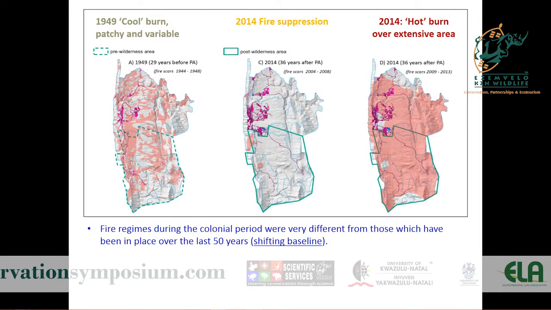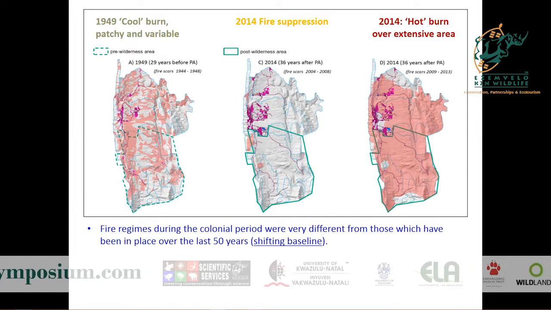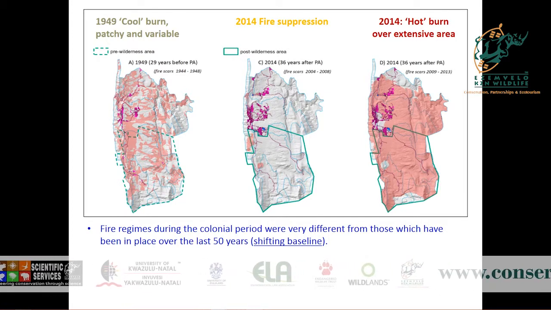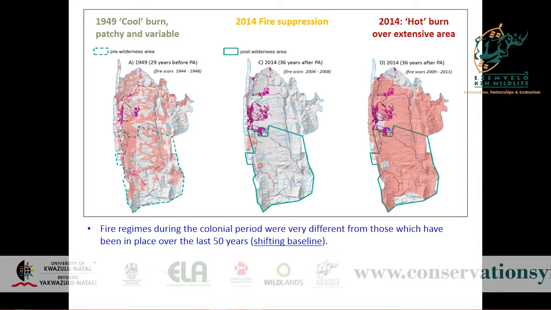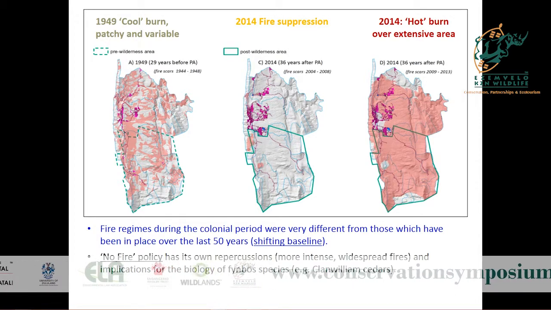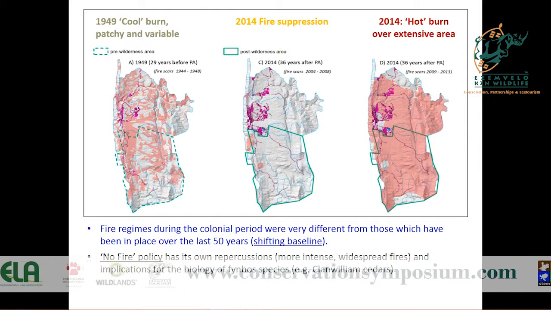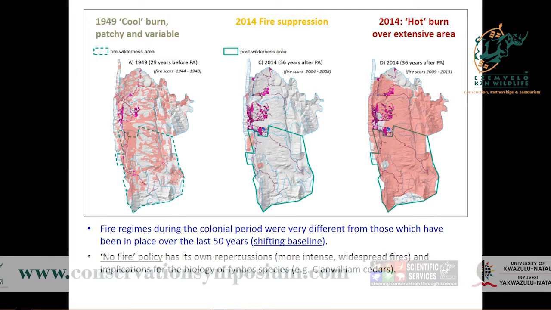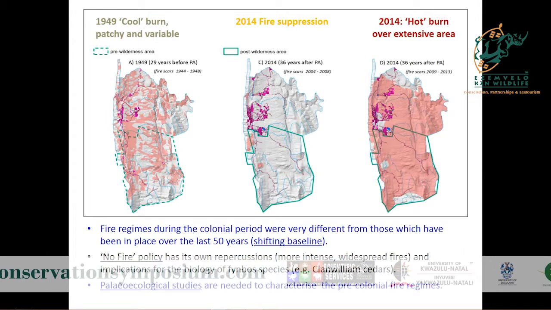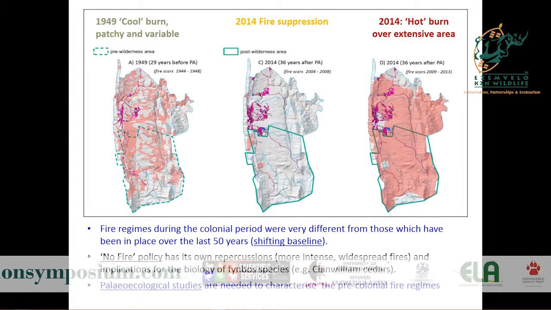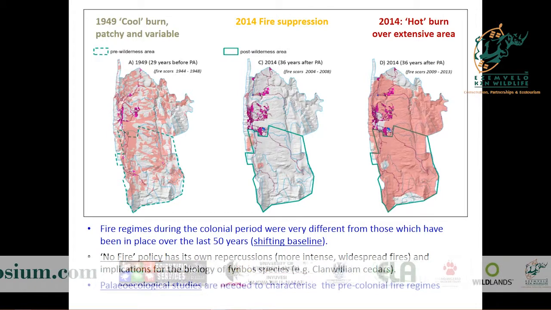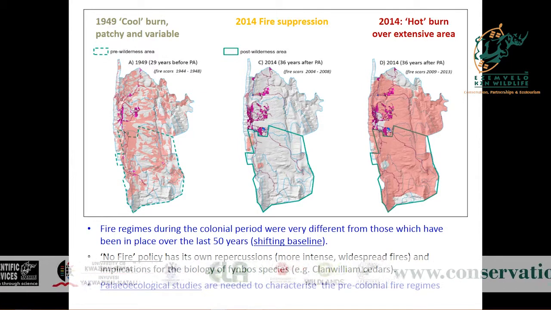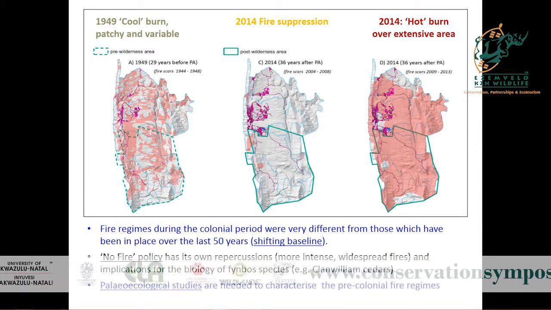So the fire regimes during this colonial period were very different from those which have been in place over the last 50 years. So we have to keep in mind that the baseline has shifted. If we think that this is the natural regime, perhaps, it's certainly very different from what it was for several centuries before this. This no-fire policy has its own repercussions, with more intense, more widespread veld fires, and it has implications. What we really need is even longer-term studies. Of course, it's never enough. You always want to get more. And we'd like to know from the paleoecologists what happened prior to hunter-gatherers, prior to Khoi pastoralists, and what happened during their era as well when they were utilizing these landscapes, which we know they were.